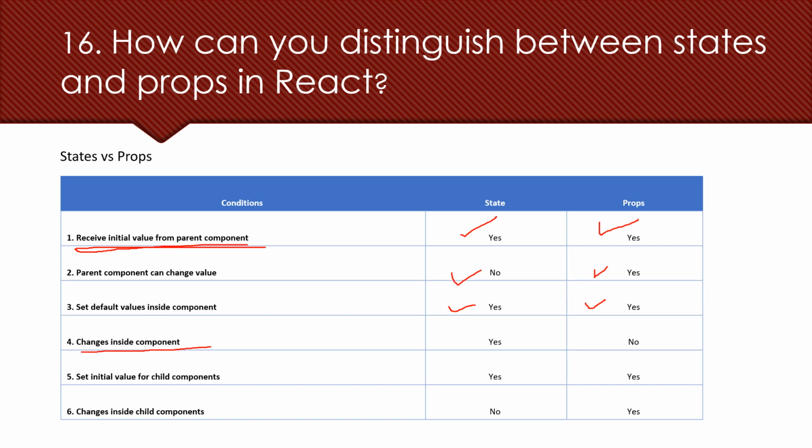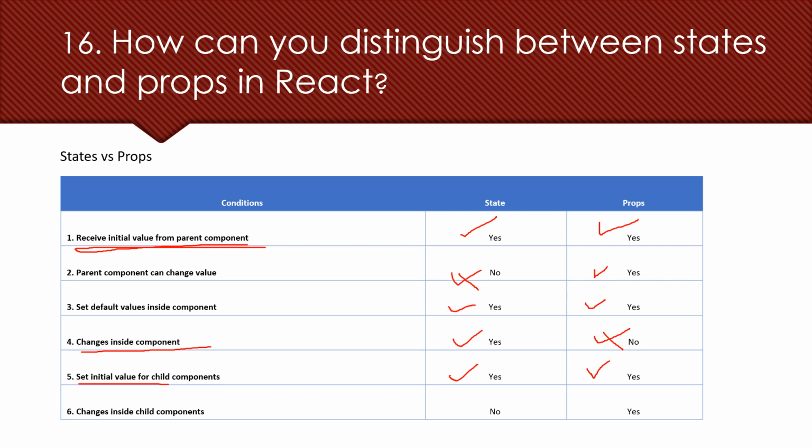The value of that particular state or props can be changed inside component. Yes, states can be changed, but props are read only, as we discussed earlier. That cannot be changed. The fifth point is set initial value for child component. Yes, for both state and props. For both, we can have the value set for the child components. This is actually no.